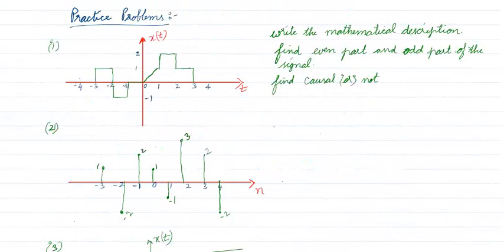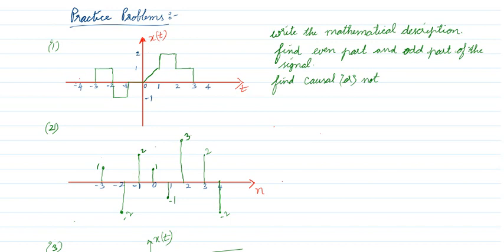I have given some practice problems for you, for all three problems. This is the first problem. Write the mathematical description, find the even part, odd part, and find whether it is causal or not. Try to represent the mathematical equation. Between 0 and 1, what is it? It is equal to t. Between 1 and 2, it is 2. Between 2 and 3, it is 1. Between time -1 and 0 it is 0, between -1 and -2 it is 0, between -2 and -3 it is 1. Okay, this is your x of t, right?